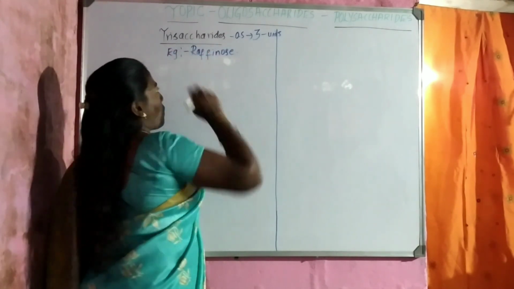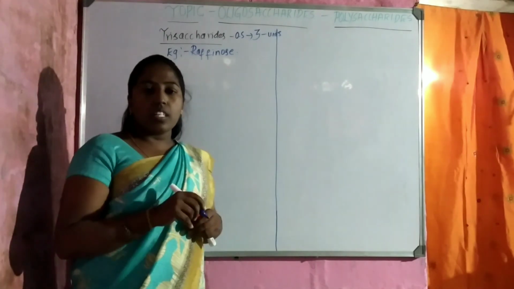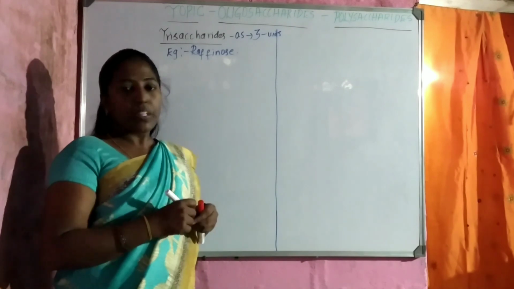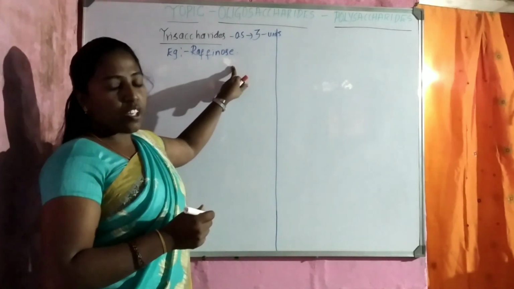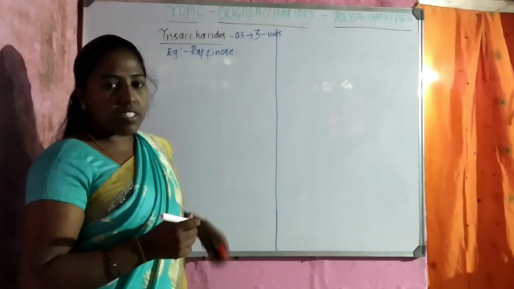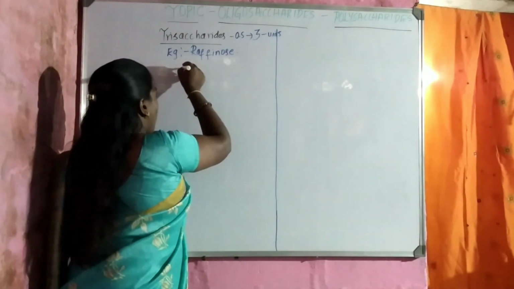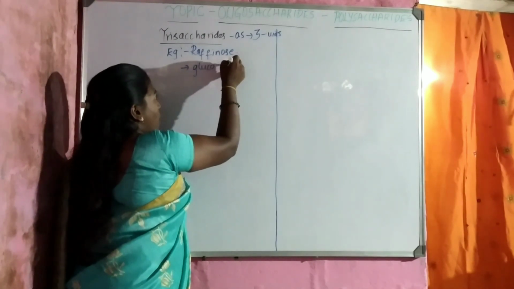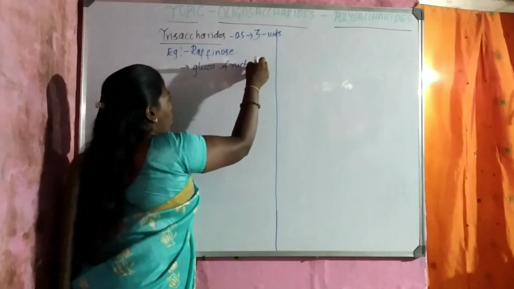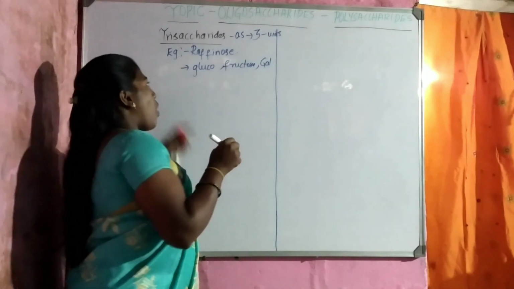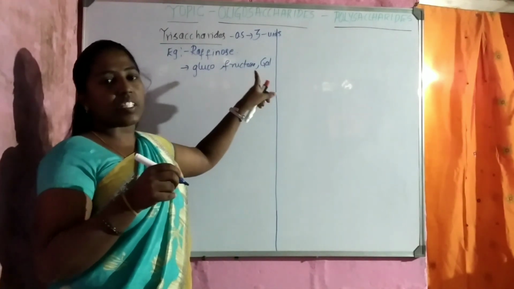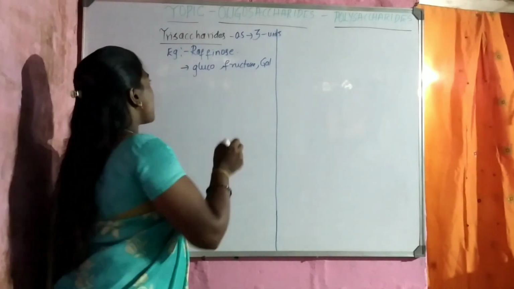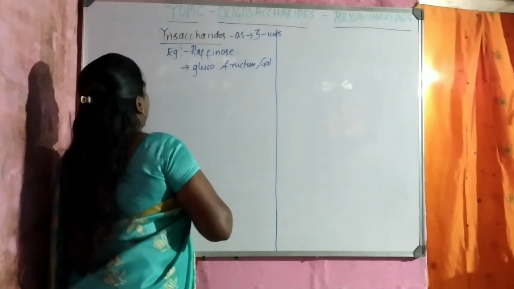Where can we find this raffinose? Raffinose is preferably found in most vegetables and fruits. As it is a trisaccharide, which are the 3 monosaccharides present in it? Raffinose is made up of a molecule of glucose, a molecule of fructose, and a molecule of galactose. All these 3 monosaccharides connected by glycosidic bonds form what? Raffinose.